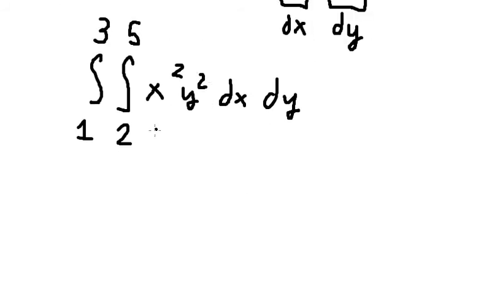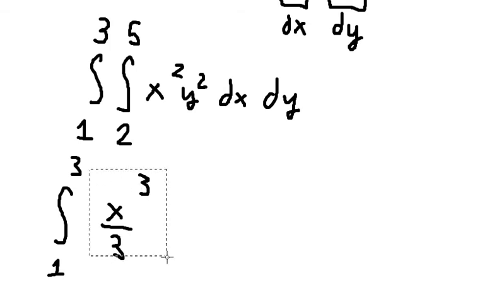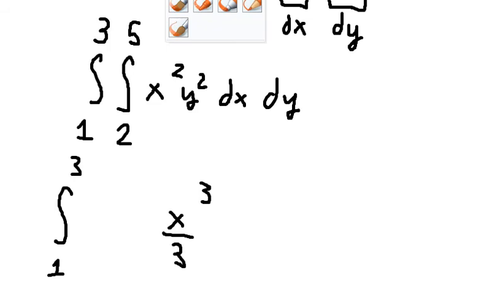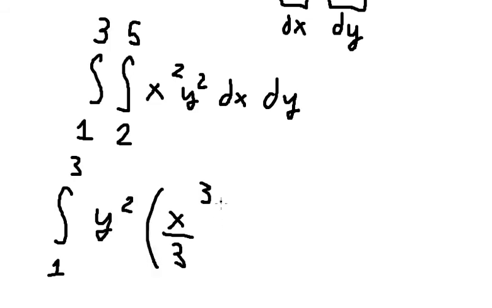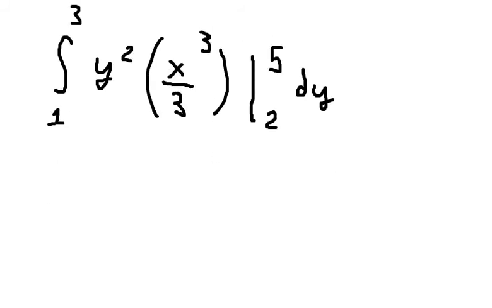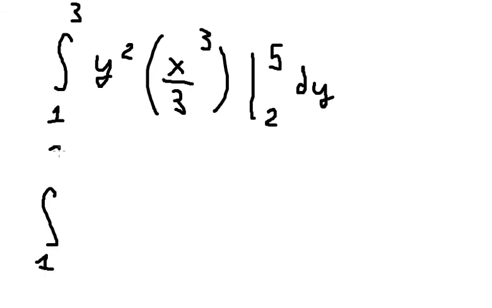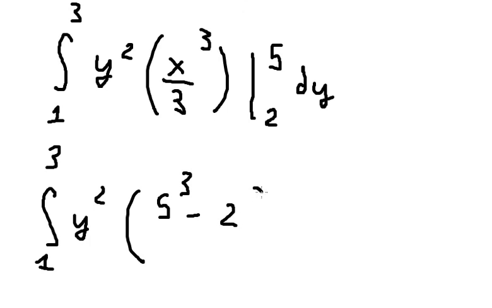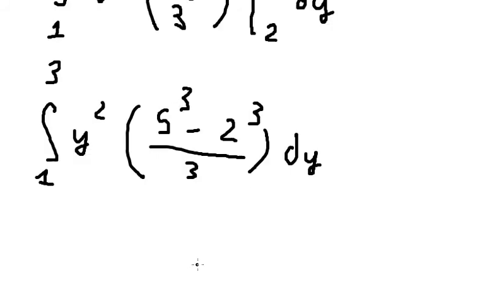Now we need to calculate this one, the integration of x squared. We have x to the power of 3 over 3. So I will put this one going here, and we put y squared going here. And we put the bounds from 2 to 5. Now we put 5 going here, 2 going here. So we have 5 to the power of 3 minus 2 to the power of 3 over 3, and we have dy in here. So we calculate this one, and we have 39.